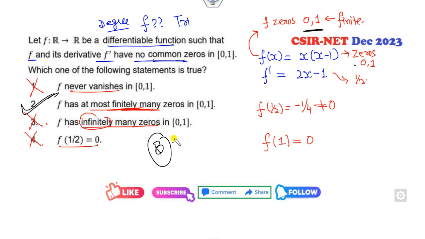So you can see this is the way you can simply solve this question in a simple manner.